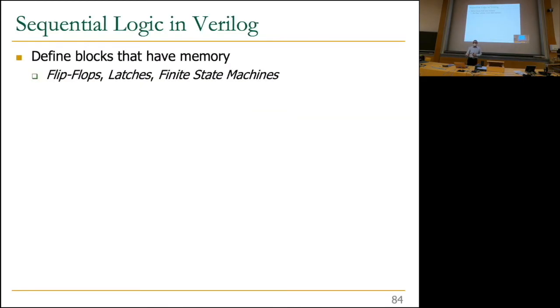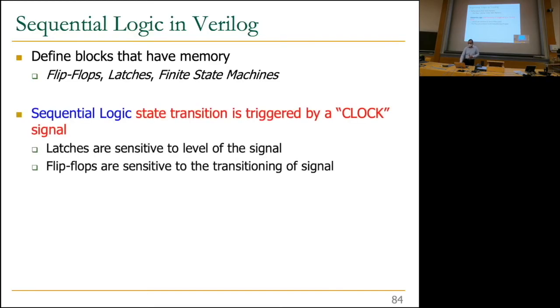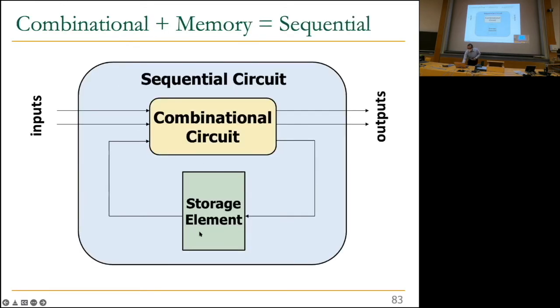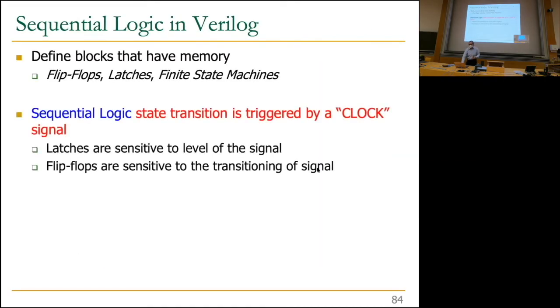So basically, in Verilog, you can define blocks that have memory, flip-flops, latches, and finite state machines, clearly. And that's what we want to build using sequential logic. And sequential logic, remember from last lecture, whenever we want to transition state, whenever we want to change the value of the storage element, which is really the state of the system, that transition is triggered by a clock signal, right? That's what we said we're going to assume in the rest of this course. There's synchronous state transitions. We're going to assume synchronous logic in the end, or synchronous design.